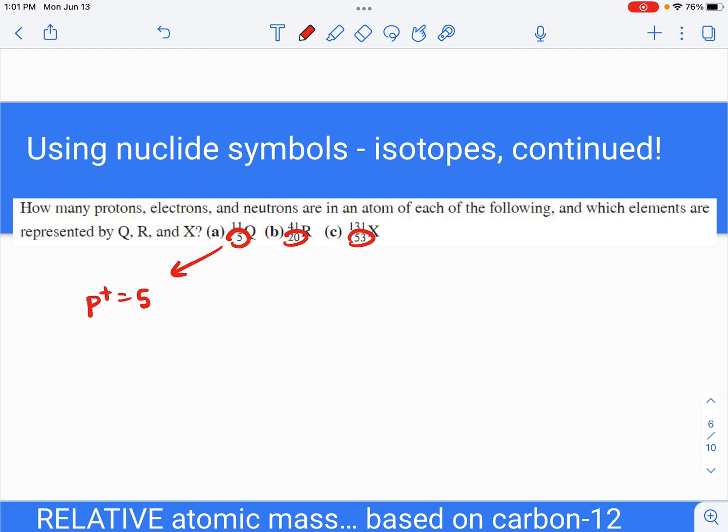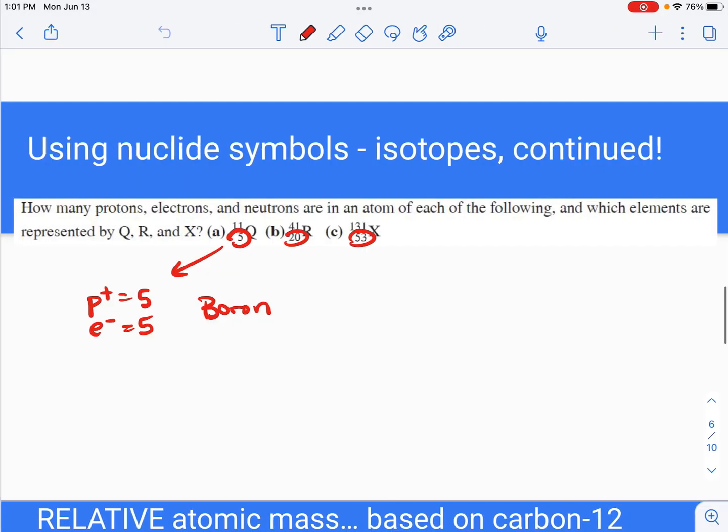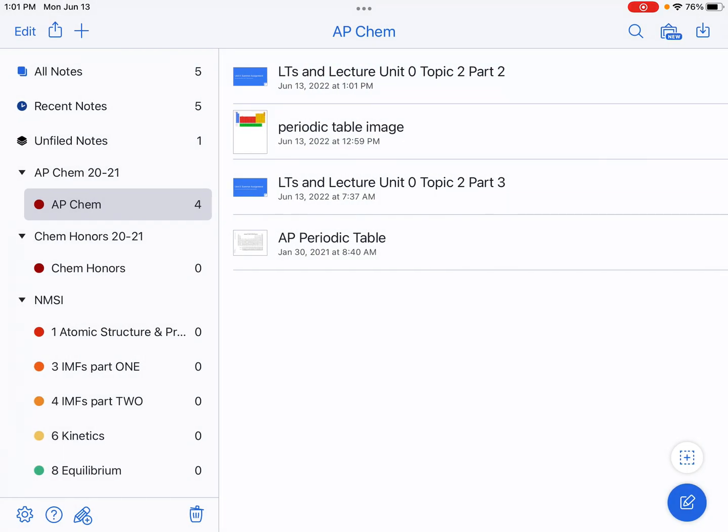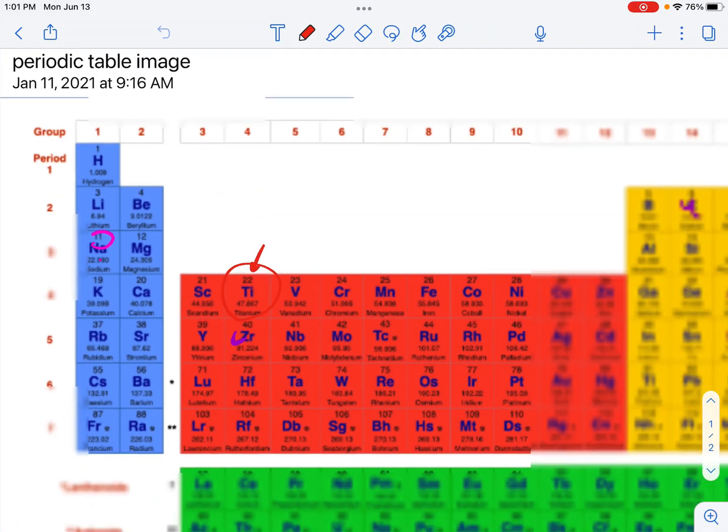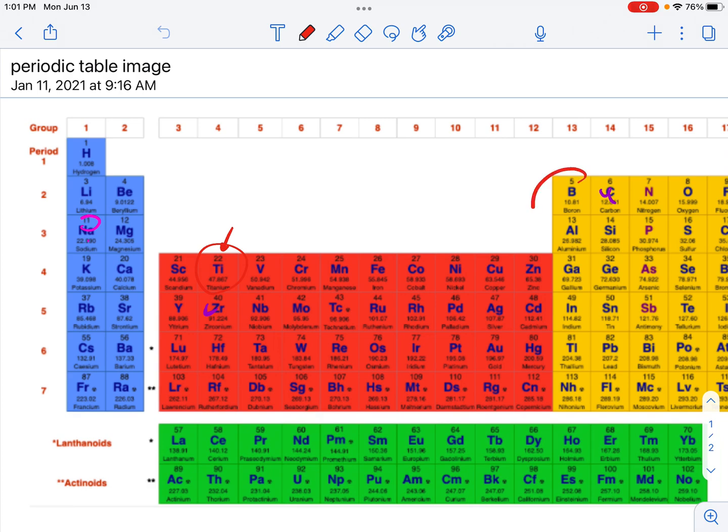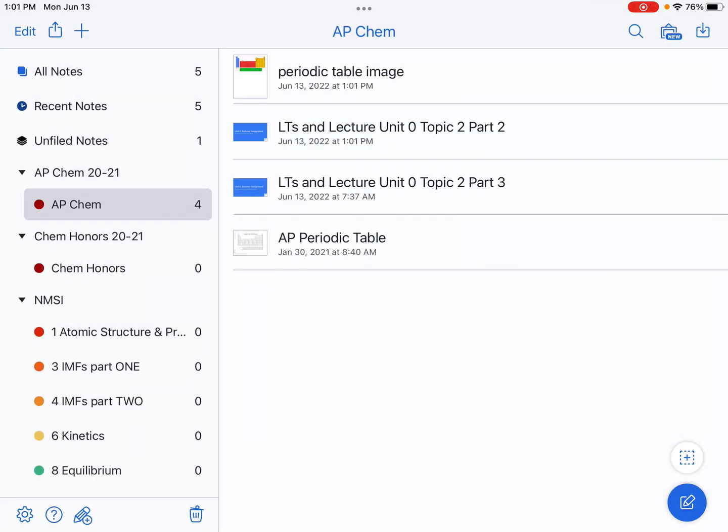And since these are all neutral, this would also be the number of electrons. And the atom with 5 protons is boron. I can look at that from the periodic table to see that the atom with 5 protons is boron. Remember, we're basing that on atomic number.